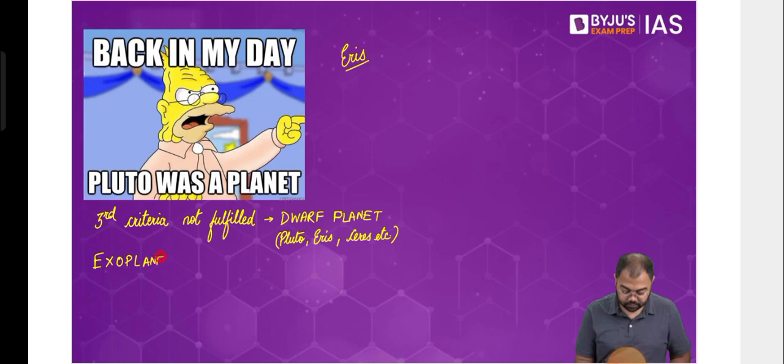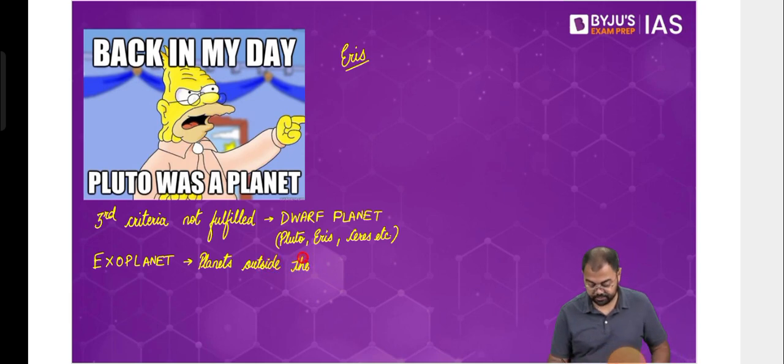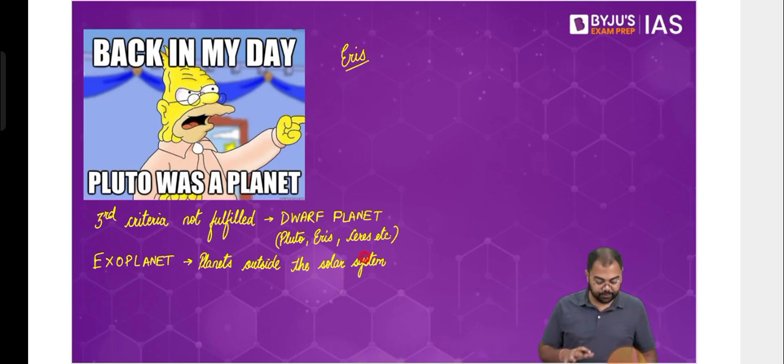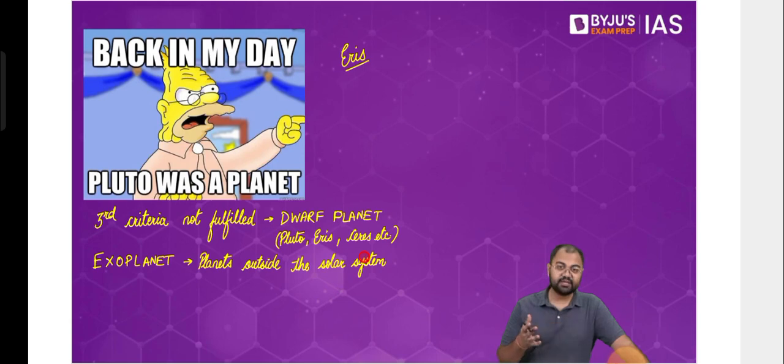So exoplanets are the planets outside the solar system. These are planets which are outside the solar system, so they are called exoplanets. In this manner, exoplanets basically are the ones which fulfill the criteria, just that they are outside the solar system. So this is basically what is happening.